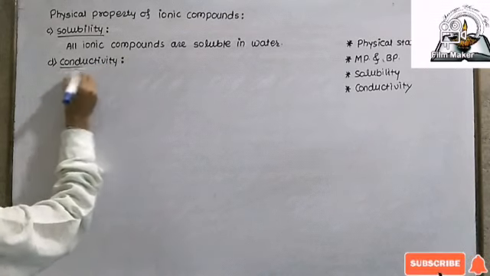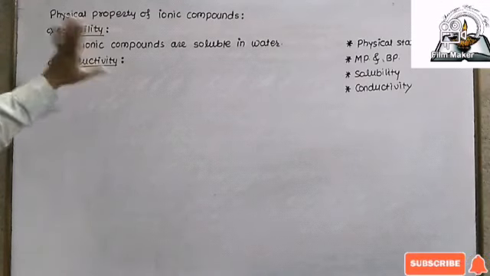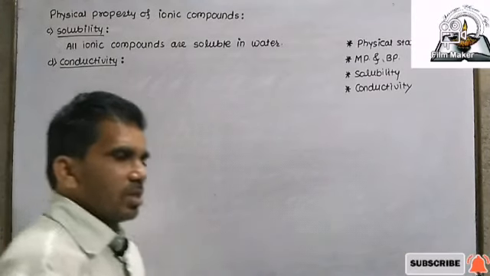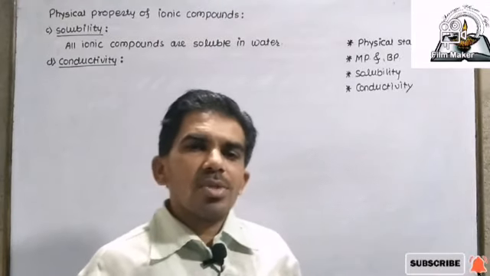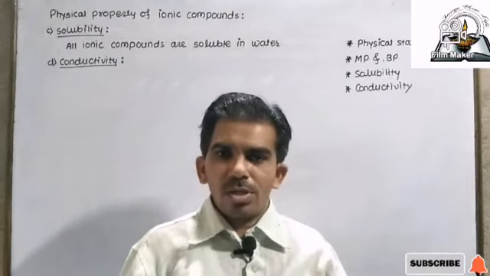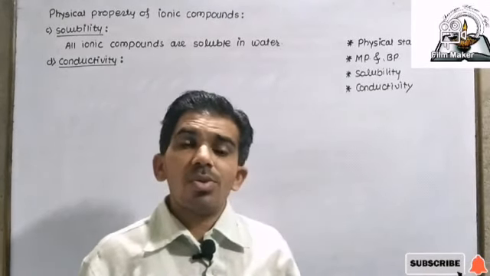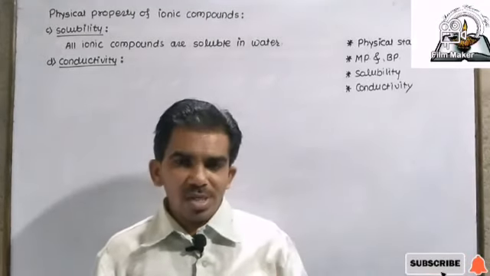Conductivity means electric current. Whether the electric current passes through solid NaCl or ionic compounds or not. If the electric current passes through the solution or maybe solid NaCl compound, then it is called a good conductor. If a substance does not pass electric current, then it is a bad conductor, or it is also called an insulator. Those compounds which pass the electric current through them are called good conductors.